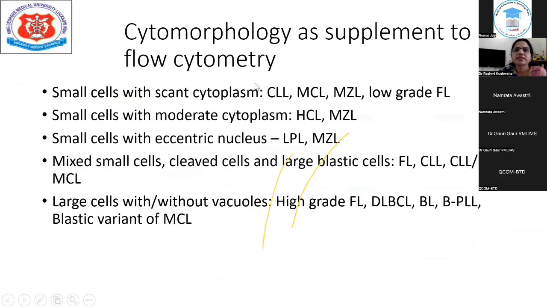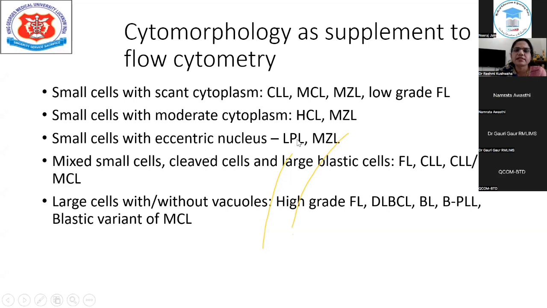So as initially mentioned, the cytomorphology plays a very important role. Before starting with the flow cytometry, we always make a smear from the blood and check the morphology of the cells. Whether the cells are small, medium, or large size, what is the kind of cytoplasm, what is the kind of nucleoli. This gives us a clue whether we are dealing with a mature neoplasm or a blastic neoplasm. In mature neoplasm also, whether it's a small cell type or a large cell type. Like the small cells with scant cytoplasm are seen in chronic lymphocytic leukemia, mantle cell lymphoma, marginal zone lymphoma, and low-grade follicular lymphoma. Those with moderate cytoplasm with fuzzy borders are seen in hairy cell leukemia and splenic marginal zone lymphoma.